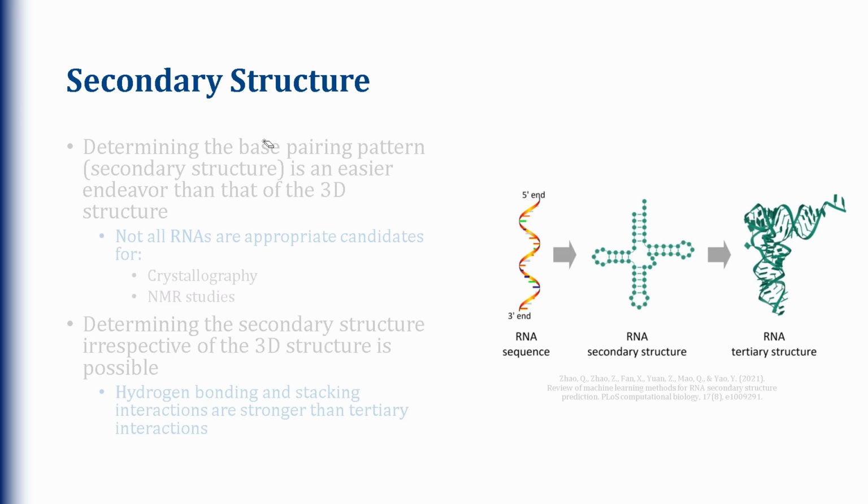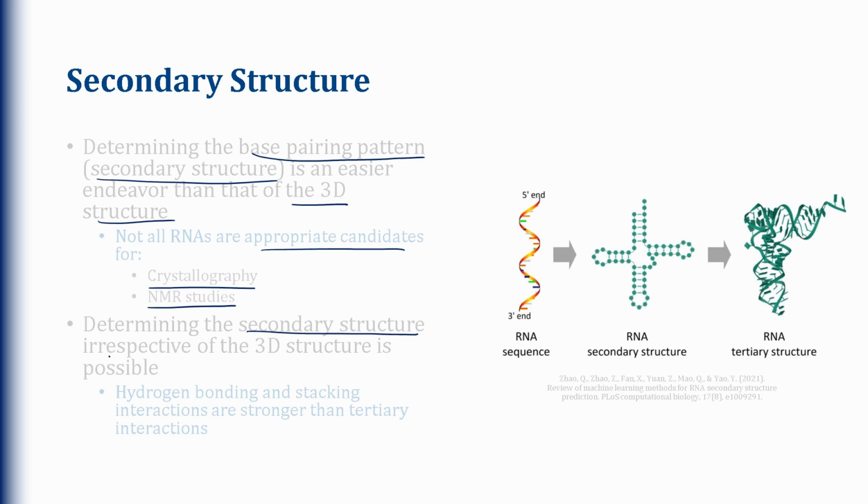The first thing to recognize here is that determining the base pairing pattern, or the secondary structure, is an easier endeavor than determining the 3D structure. Not all RNAs are appropriate candidates for things like crystallography and NMR studies. So you can't always predict the 3D structure of an RNA molecule. Now, determining the secondary structure, irrespective of the 3D structure or the tertiary interactions, is possible because hydrogen bonding and stacking interactions are stronger than tertiary interactions.